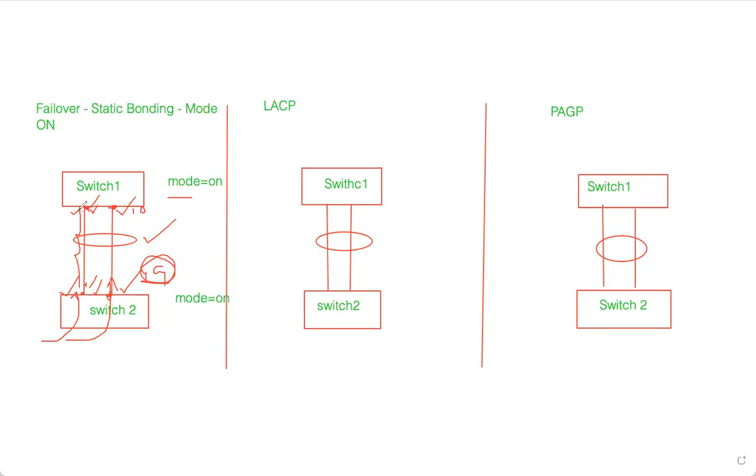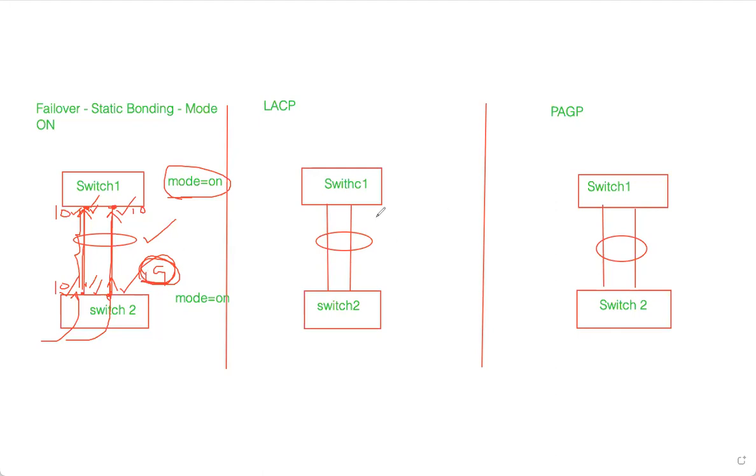But let's say this is 10 gig and this is also 10 gig. So this link can have a capacity of 10 gigabit per second, and this link can have only a capacity of 1 gig. But because of doing the mode on, we were using both of the links and we are not getting the right throughput on both the links, because we are not negotiating anything. We are just manually configuring it as a static port channel.